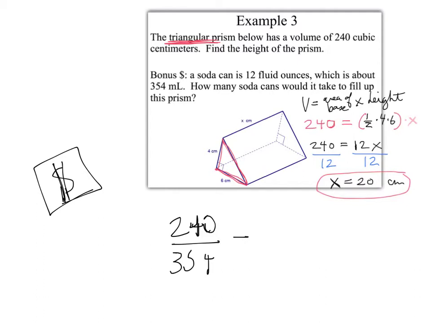That gave me 0.677. I'll call that 0.68. I'll just call that 0.7. So 7/10 of a can. So it'll take like 70% of the can of soda to fill it up. Congratulations, you found that out.